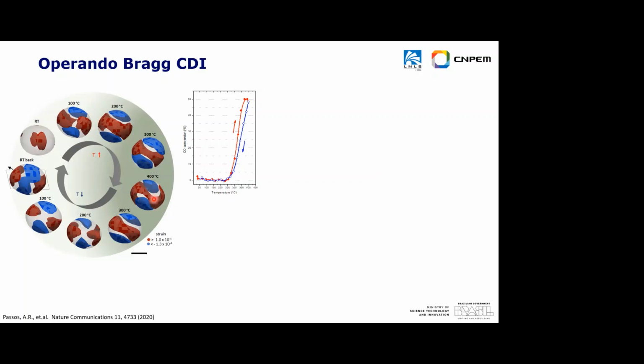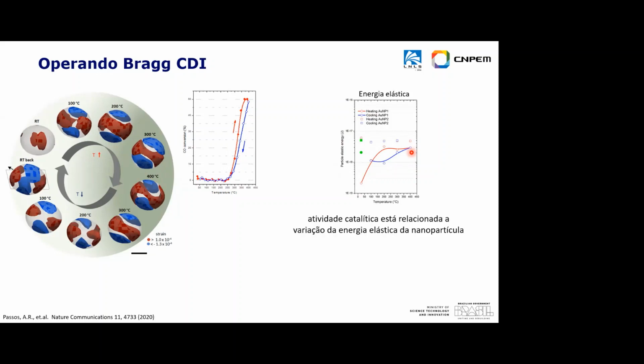And once I started cooling down, it started to vanish in these regions. To understand this hysteresis, we also calculated the elastic energy of this particle. It was really interesting because we could observe, at the single nanoparticle scale, hysteresis in the elastic energy too. So the evolution of the strain in the nanoparticle itself induces this hysteresis behavior. We could see that the catalytic activity is related to the elastic energy of the nanoparticle.